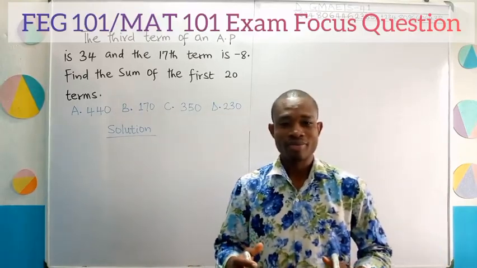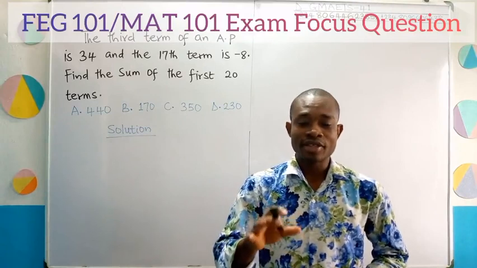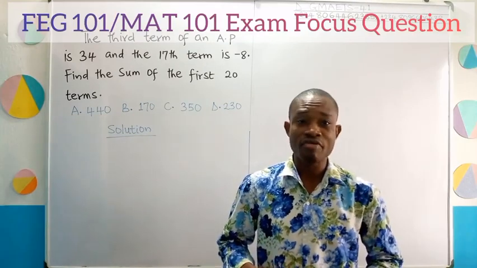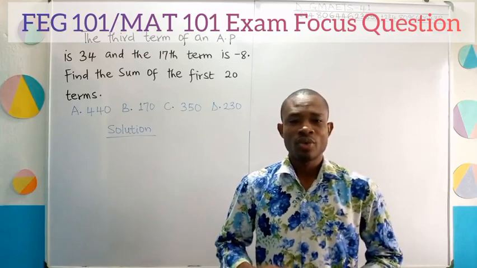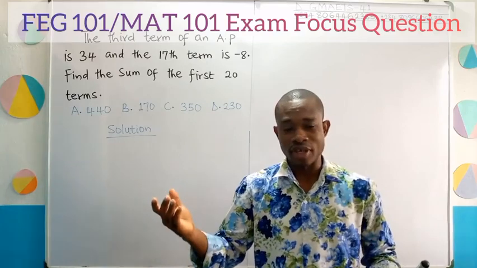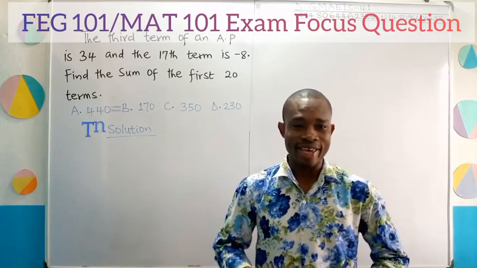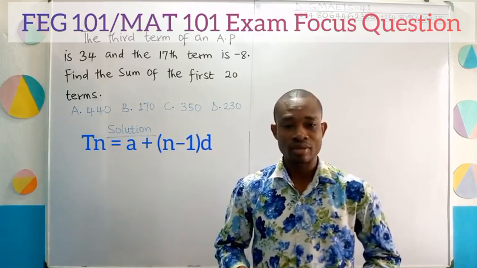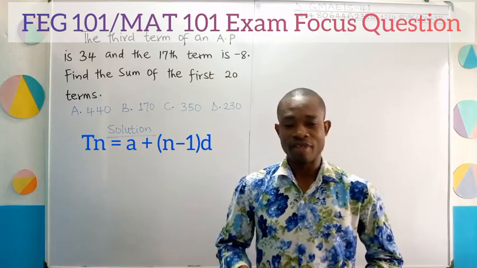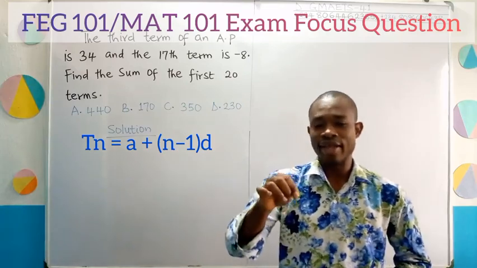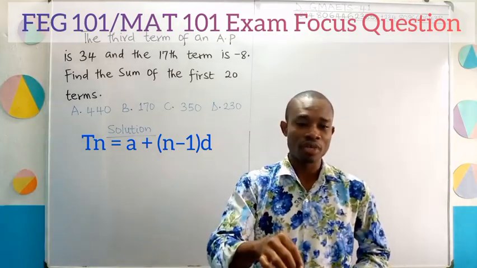Given a sequence, to obtain the nth term of such sequence, if it is an arithmetic progression, we use the formula for the nth term, which could be represented as Tn equal to A plus (n minus 1) times D. A is the first term, D is the common difference, and n is the position of the term you're dealing with.